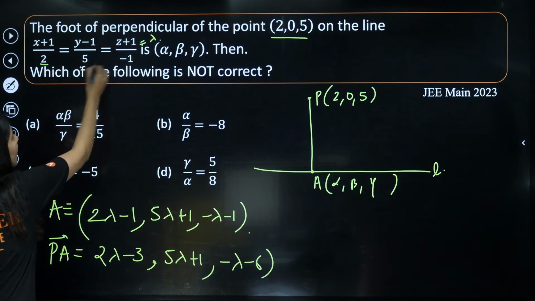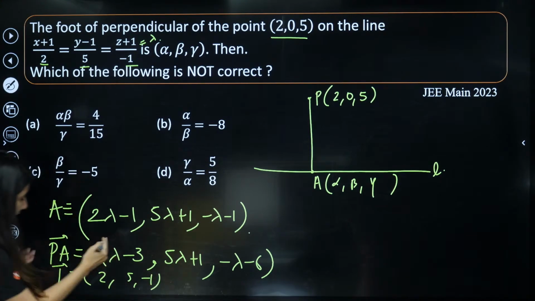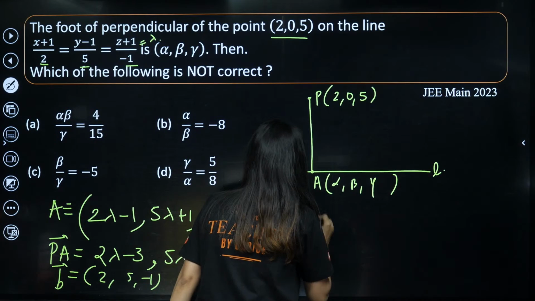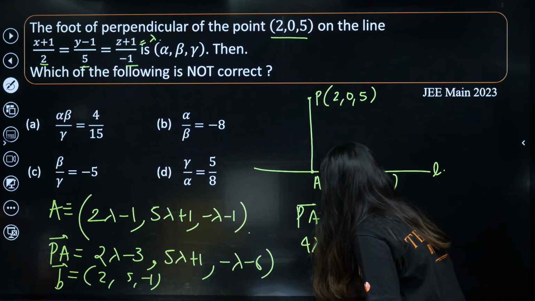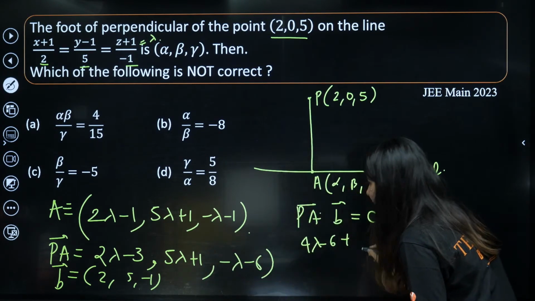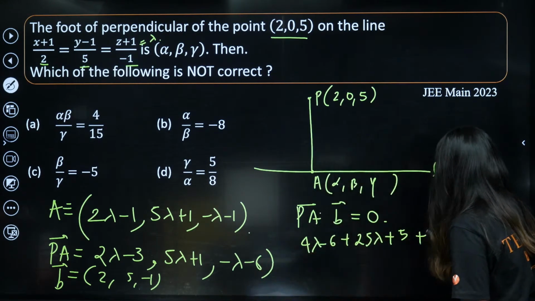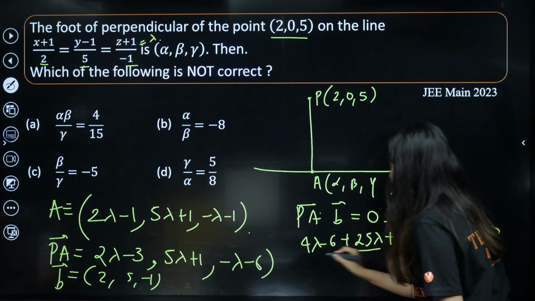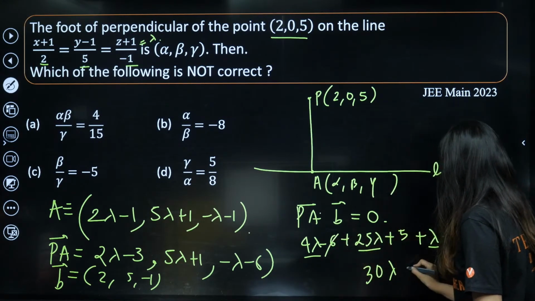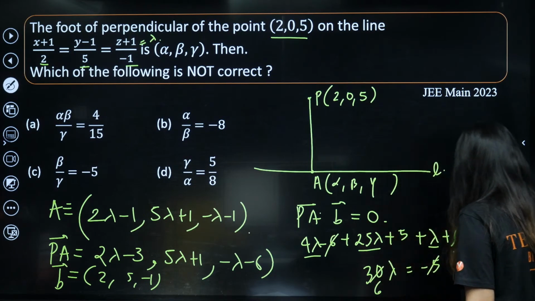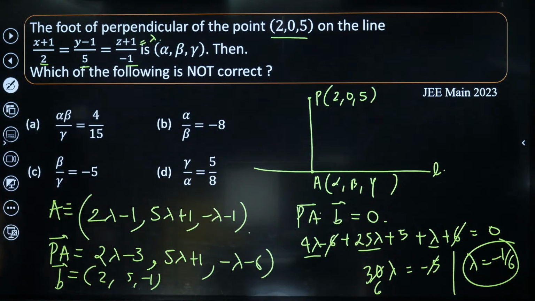What is your B vector, by the way? Your B vector this time would be (2, 5, minus 1). Take the dot product of PA and B, you will get the value of lambda. So that would be 4 lambda minus 6, plus 5 fives are 25, 25 lambda plus 5, and then plus lambda plus 6 is equal to 0. 25 and 4 is 29, and 29 plus 1 is 30 lambda, and minus 6 plus 6 is gone, equal to minus 5. Lambda is coming out as minus 1 by 6.